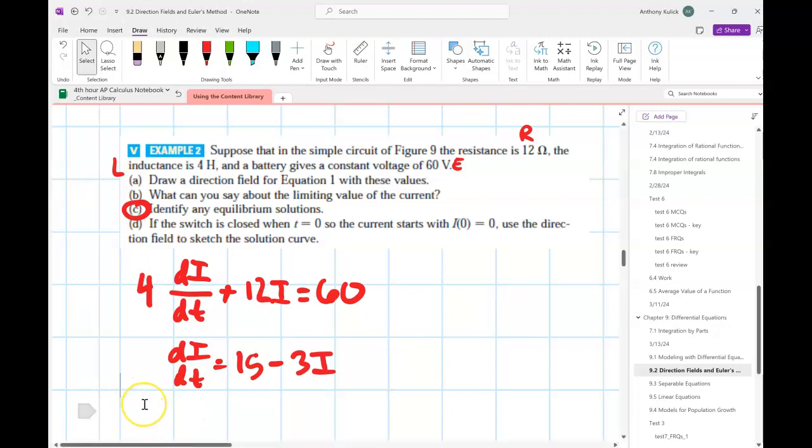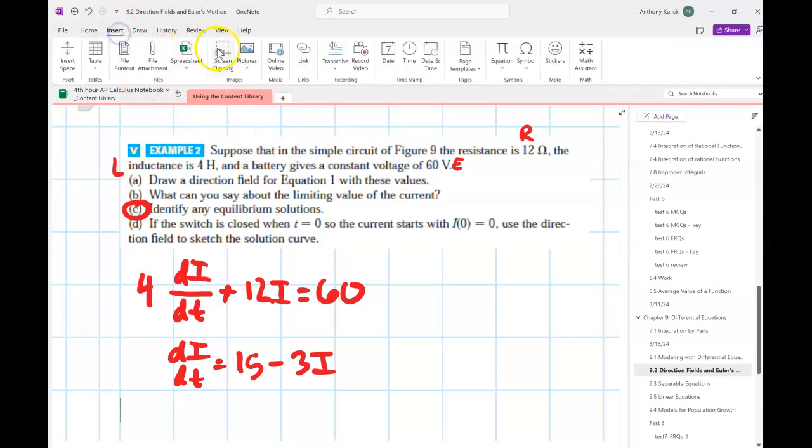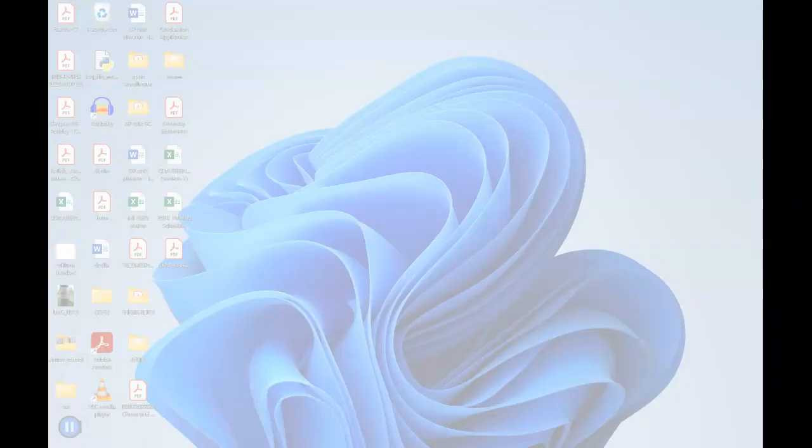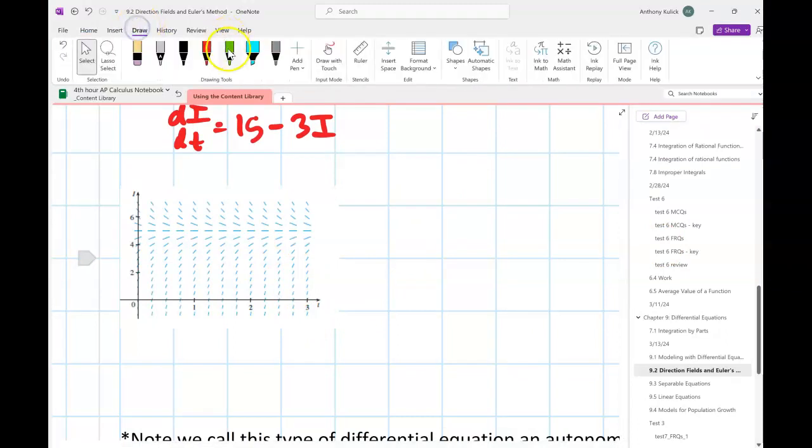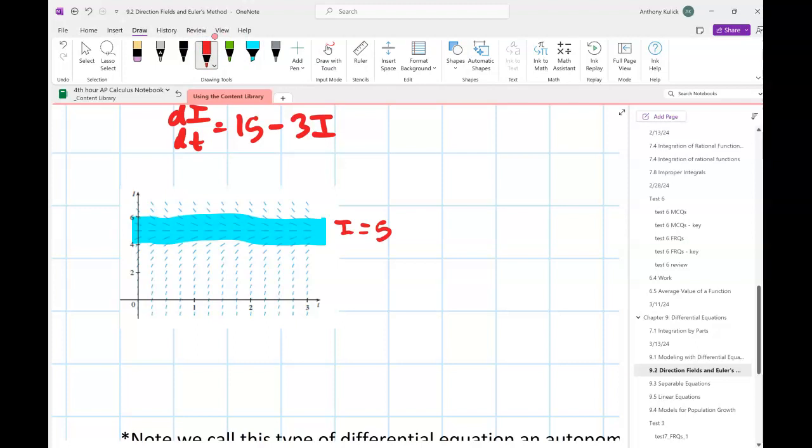So if we wanted to sketch the slope field for this, or again, they're calling it a direction field, super annoying, it would look like this, right? Notice our equilibrium solution right there at y equals, or I should say I equals 5. What is the slope at 5? All of them are flat, right? They all have 0 slopes.